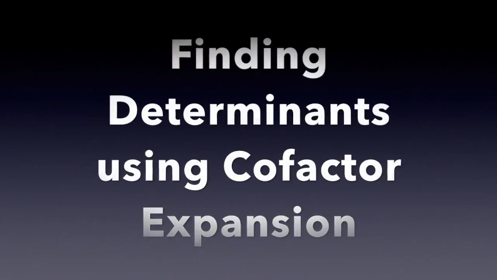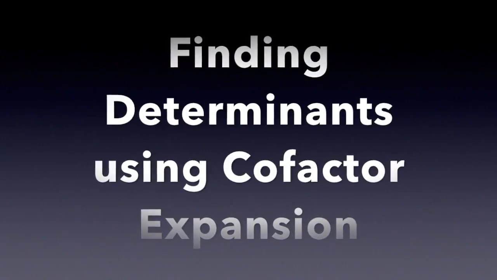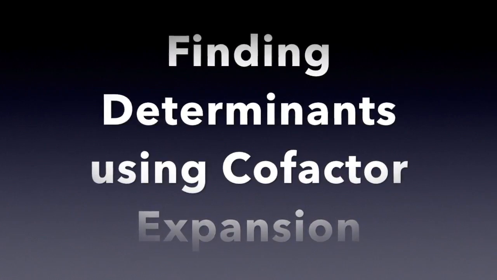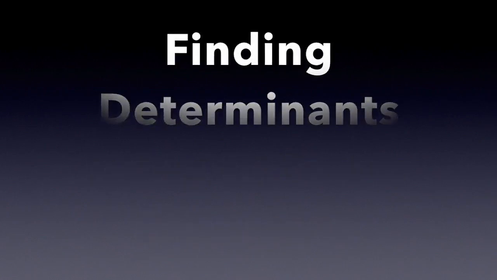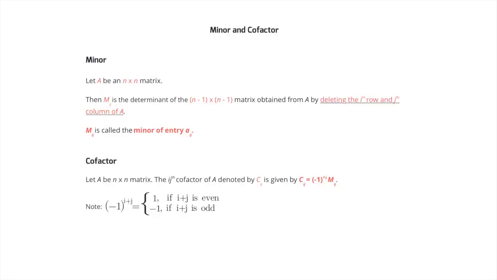Okay, hi guys. This is part 2 of finding determinant. By now, you should know how to calculate the determinant of a 2 by 2 matrix. Before proceeding into calculating 3 by 3 and n by n matrices, we need to know the definition of a minor and a cofactor. Given here are definitions of minor and cofactor.